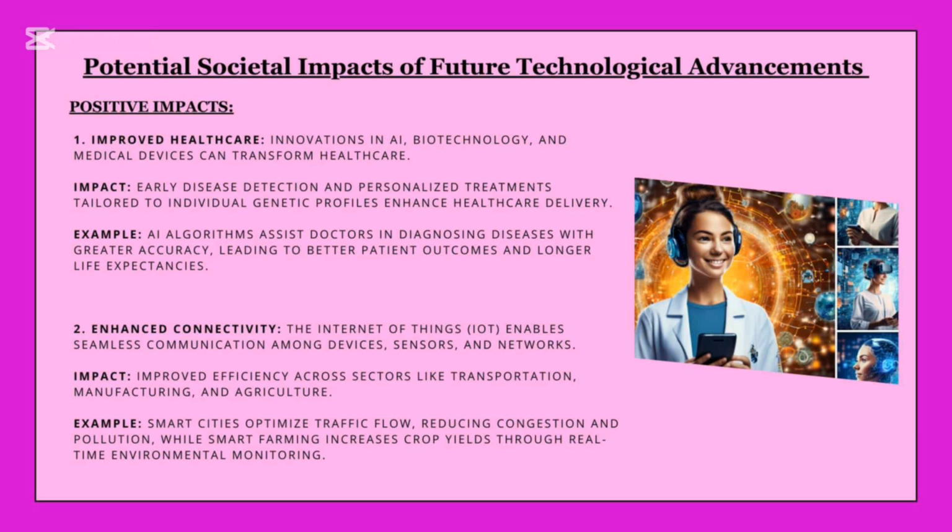Second, enhanced connectivity. The Internet of Things enables seamless communication among devices, sensors, and networks. The impact is improved efficiency across sectors like transportation, manufacturing, and agriculture. For example, smart cities optimize traffic flow, reducing congestion and pollution, while smart farming increases crop yields through real-time environmental monitoring.